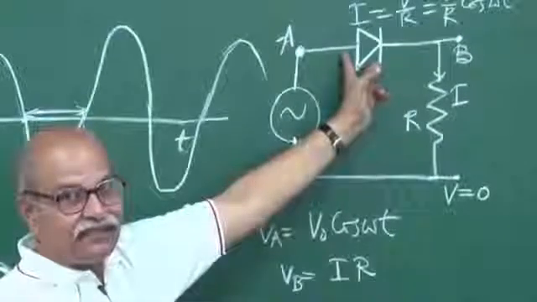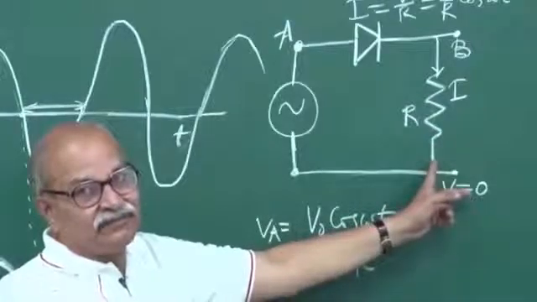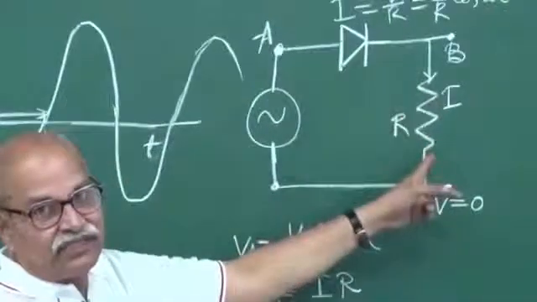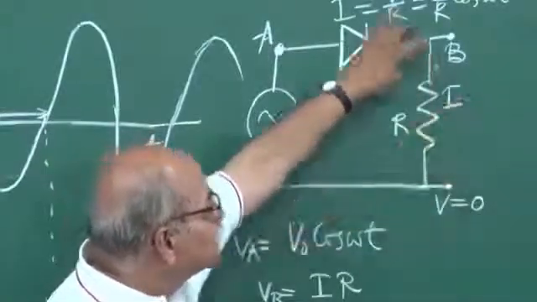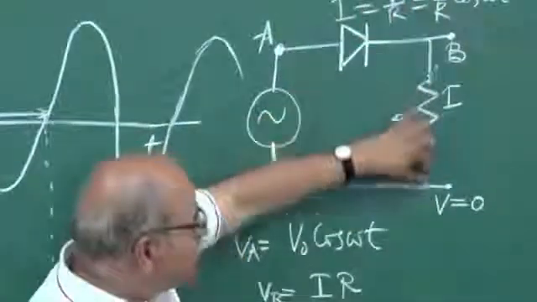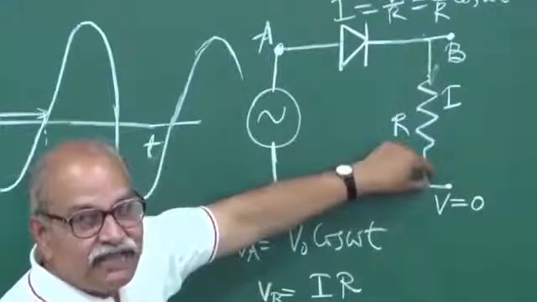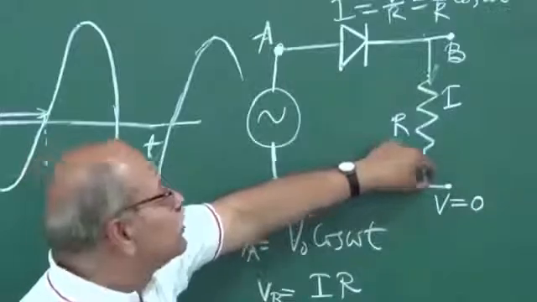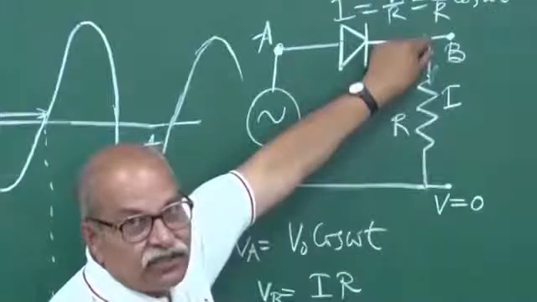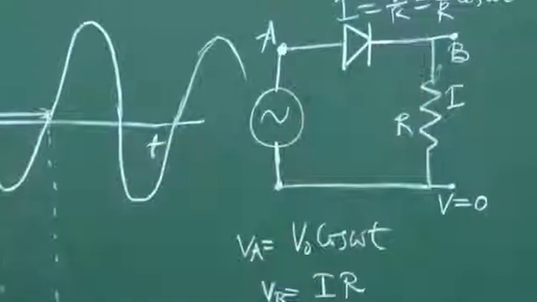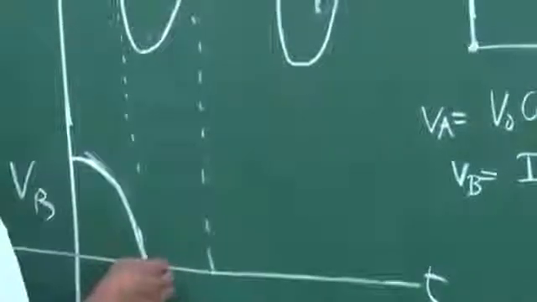And if it is reverse biased and it offers very large resistance, if I call that resistance infinity, no current flows through this. So in that case I is 0, and therefore the potential here is the same as the potential here. The potential difference is I times R, and I is 0. So the potential here is 0, here is 0, here is 0. So VB will be 0. In this period, VB remains 0.